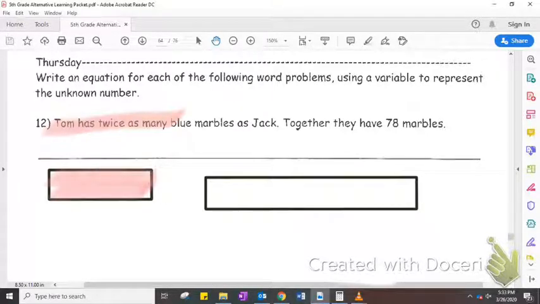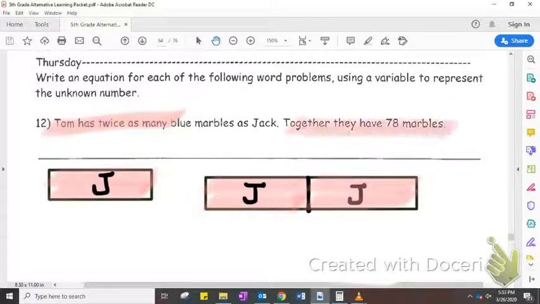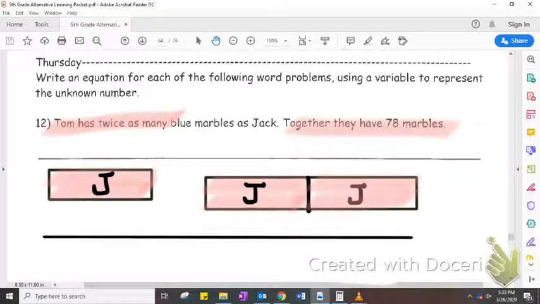There's Jack. So Tom would have the amount Jack has times 2. So I see 3 J's. It says together they have 78 marbles. So from here to here, that value is 78.